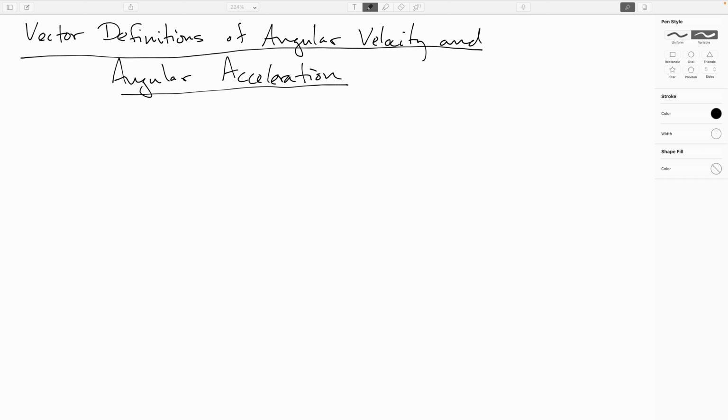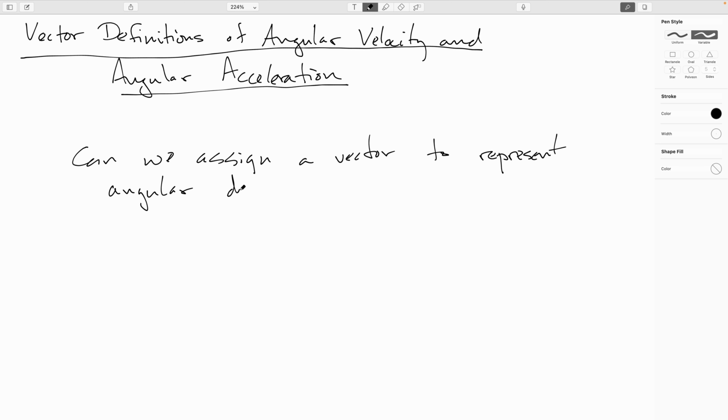But anyway, I will just start out by doing the most straightforward. Let's think about angular displacement. So first question I want to ask is, can we assign a vector to represent angular displacement? So go ahead, pause the video, think about it for a bit and get back with me.